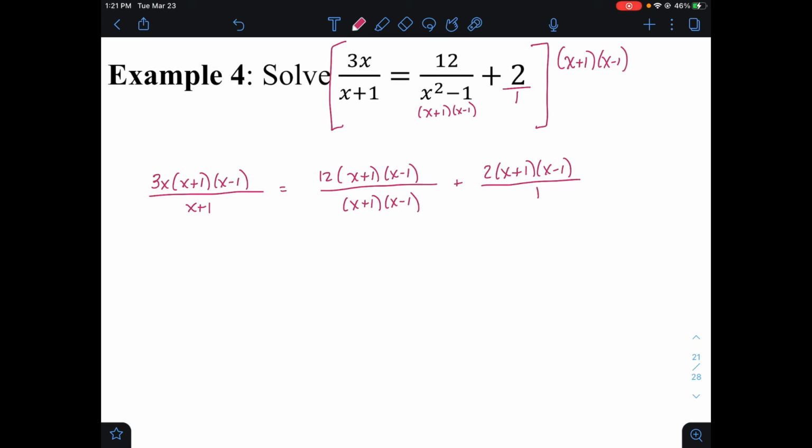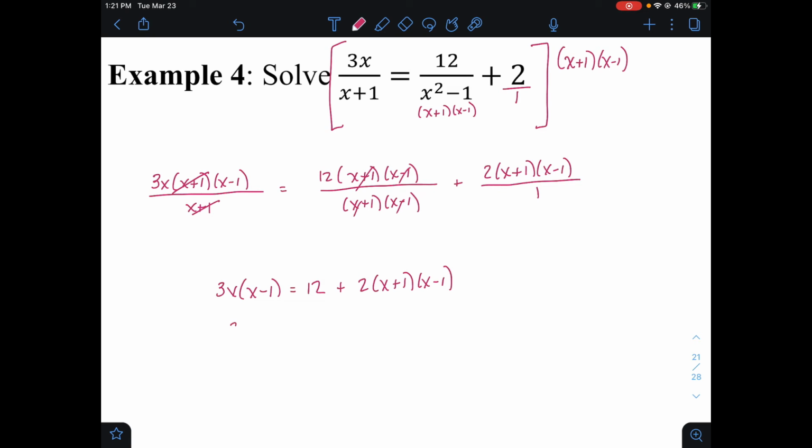All right, so I kept all the denominators the way they were. I just literally multiplied every single term by x plus 1, x minus 1. Okay, so now since this is one fraction, those 2 cancel because it's already in the numerator and denominator. So I get 3x times x minus 1 equals, hey, those all cancel since I'm multiplying by it, so I just have a 12 there, plus 2 times x plus 1 times x minus 1.